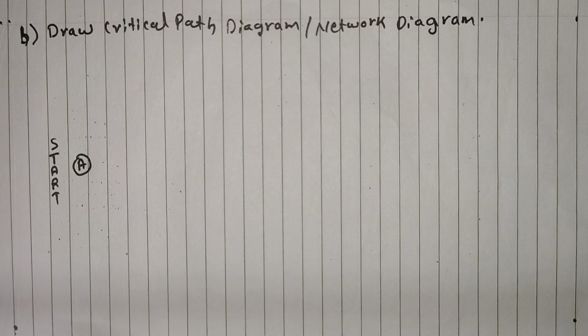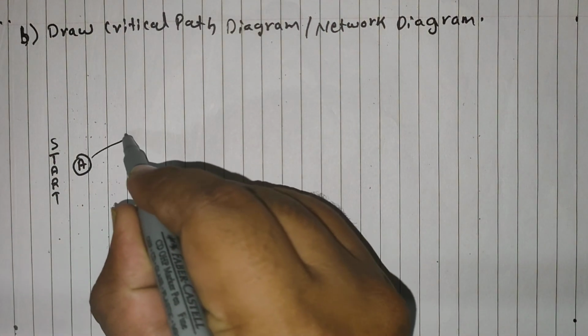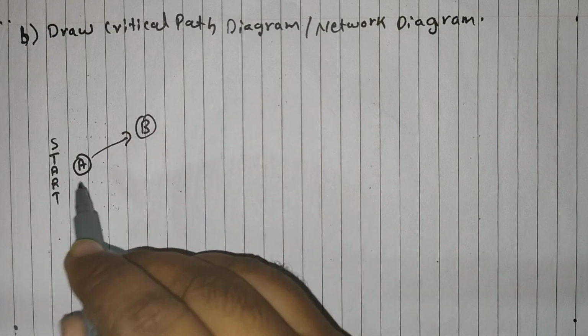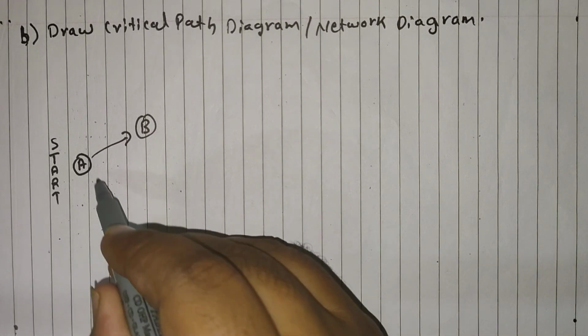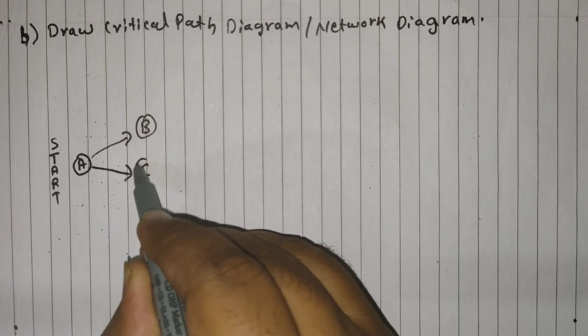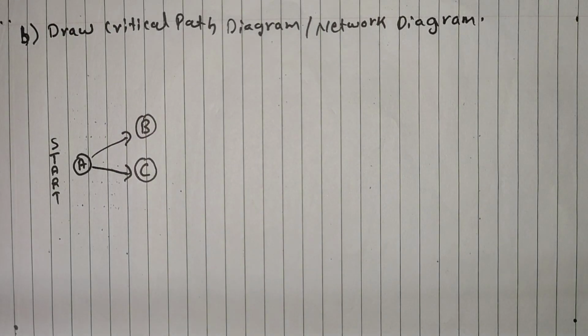Now we'll go to the next activity, that is activity B. For activity B, the immediate predecessor is A. So activity B will start after activity A is done. Now we'll go to the next activity, that is activity C. For activity C, the immediate predecessor is again A. So activity C will start after activity A is done.